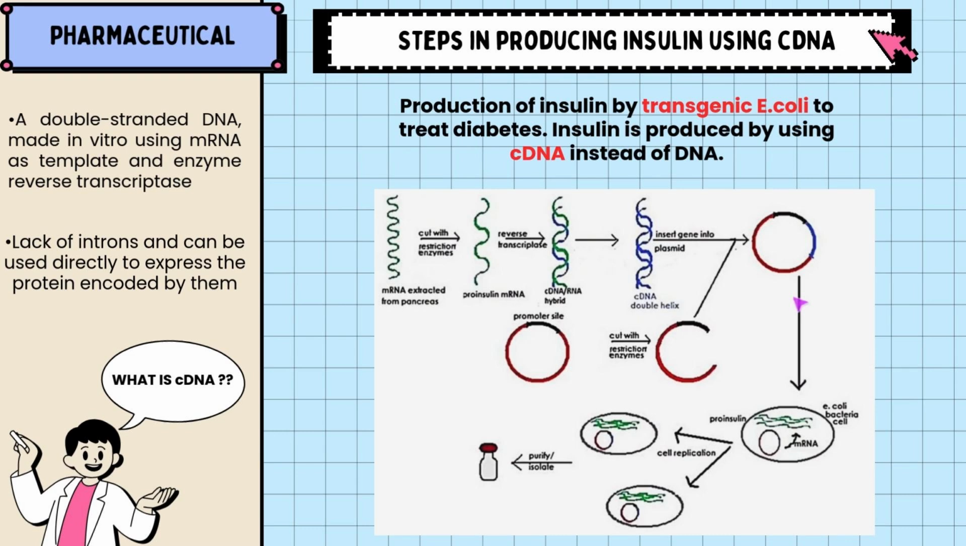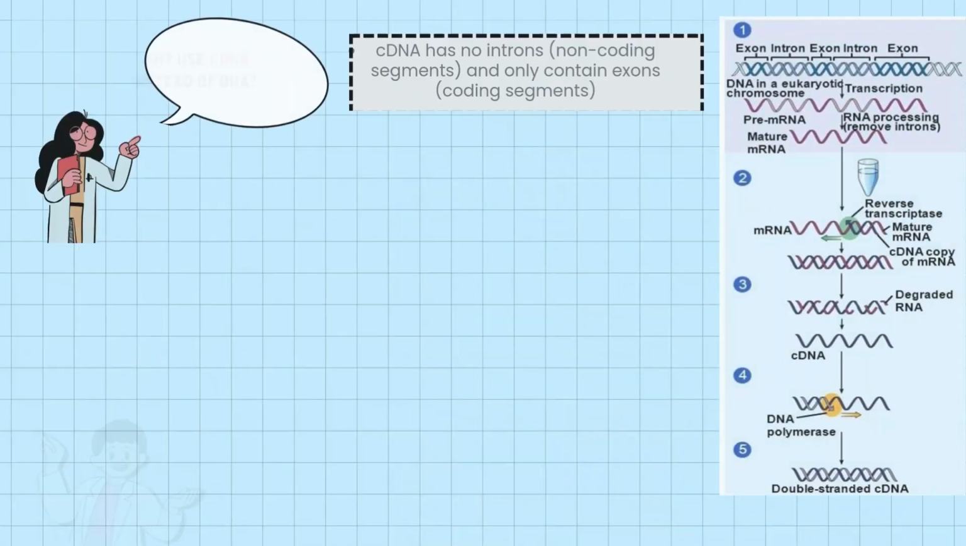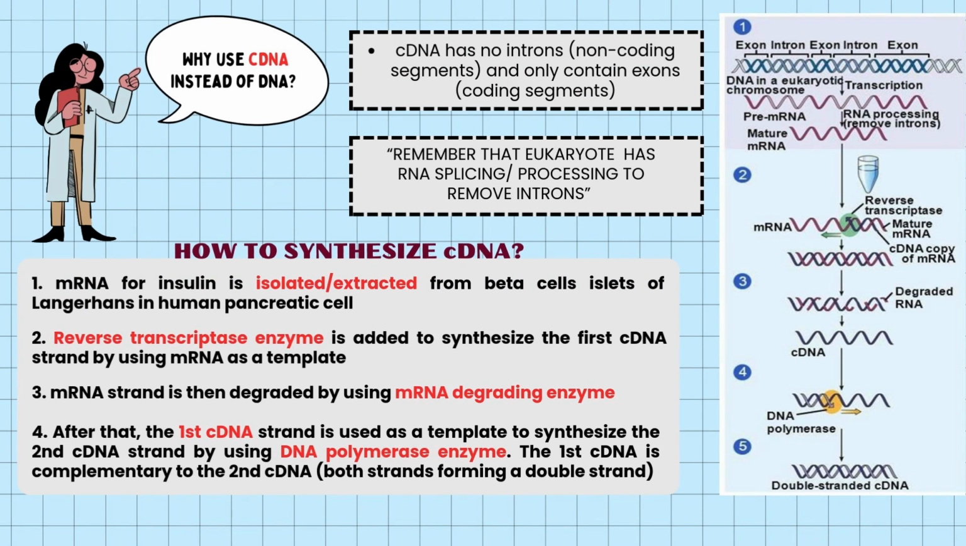Actually, cDNA is used in the production of insulin by transgenic bacteria, which is E. coli, to treat diabetes. So, basically, insulin is produced by using cDNA instead of DNA. This is because DNA has introns, which are non-coding segments, and will need to undergo RNA splicing. So, how to synthesize cDNA?